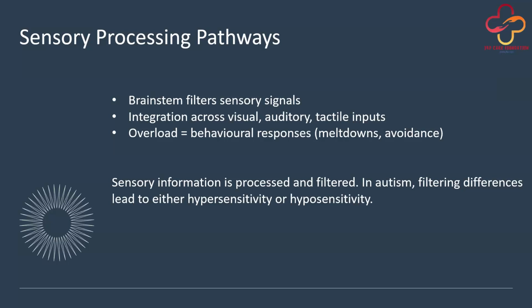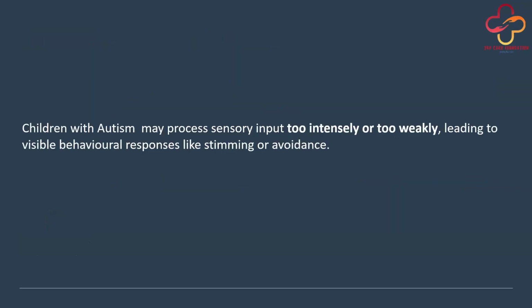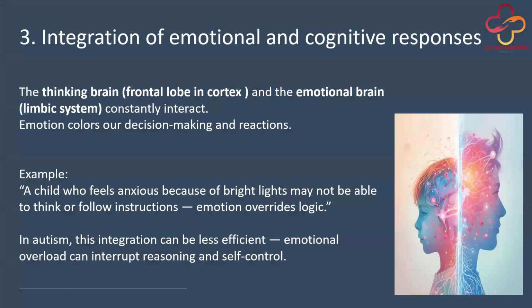So sensory information is processed and filtered. In autism, filtering differences lead to hypersensitivity or hyposensitivity. Either it is hyper or hypo. Children with autism may process sensory input too intensely or too weakly, leading to responses like stimming or avoidance. So these are also the outcome of the sensory processing differences which we see in children with autism.